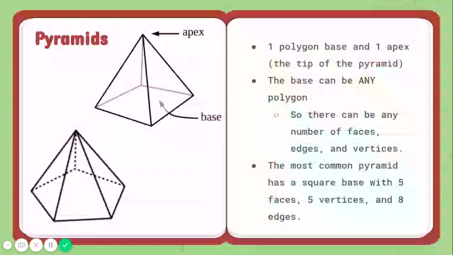Pyramids and prisms are slightly different. A pyramid has 1 polygon base and 1 apex. An apex is the tip of the pyramid. The base can be any polygon, so there can be any number of faces, edges, and vertices. It just depends on what the base is. The most common pyramid has a square base with 5 faces, 5 vertices, and 8 edges.